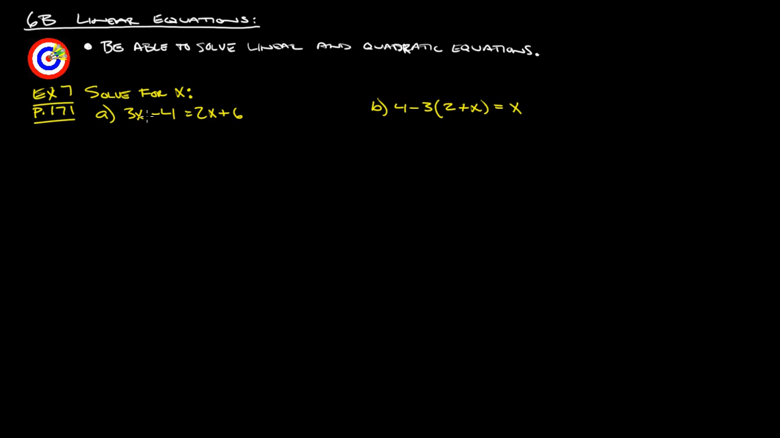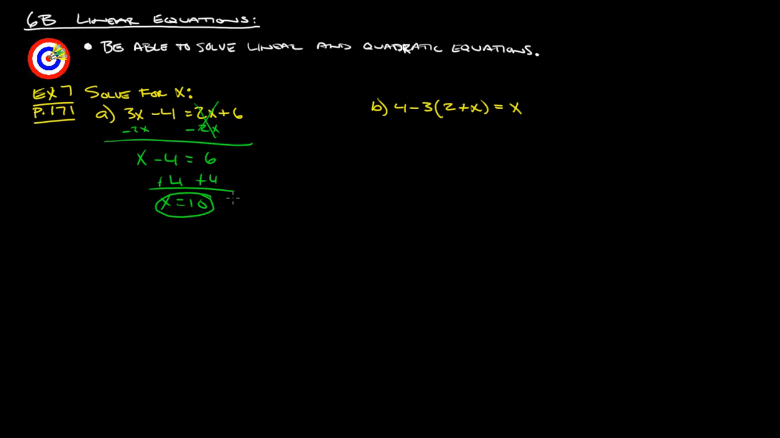It doesn't matter which side you move to, but to keep my life a little bit easier, I'm going to get rid of the 2x from this right side because I know that will end up keeping the positive over here. So I'm going to subtract 2x from both sides. And that makes this go away, and we have x minus 4 equals 6. Now we're just back to where we started with the other ones. Add 4 to both sides, and we get x equals 10.